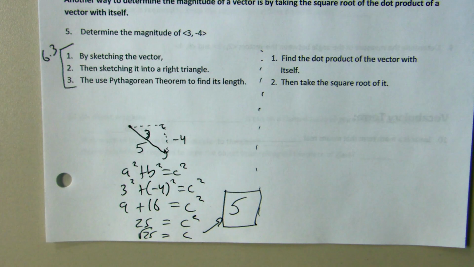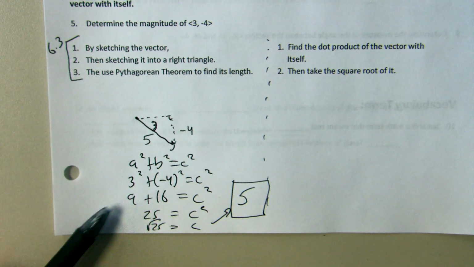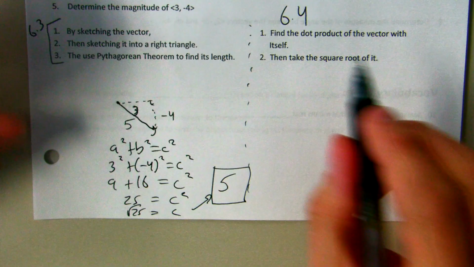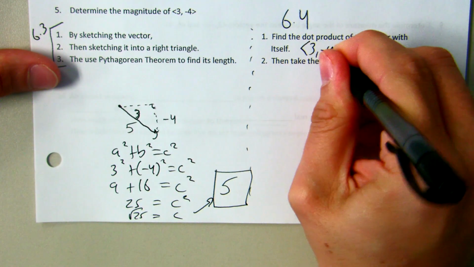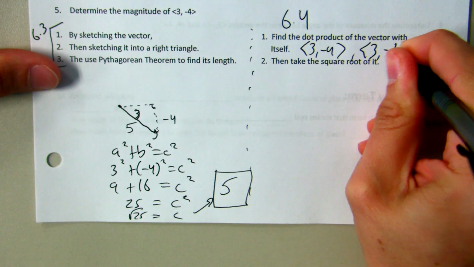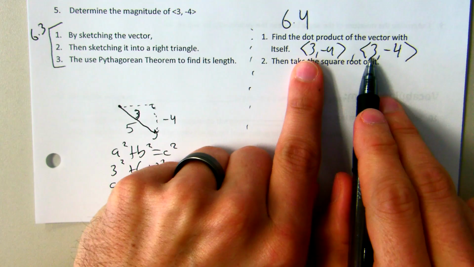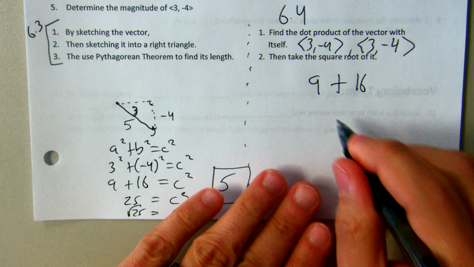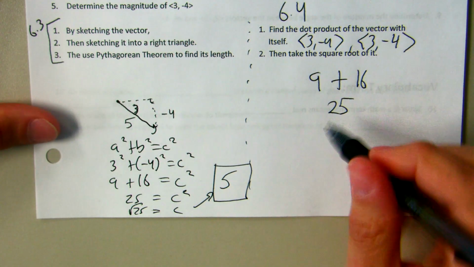Again, that's the way we approached it in section 6.3. And there's nothing wrong with that. That's fine. If you don't mind sketching the picture, drawing the right triangle, plugging in the numbers in the Pythagorean theorem correctly, then you get an answer of 5. But as an alternative, now that we're in section 6.4, you can also take the dot product of a vector with itself. So the vector 3, negative 4 with itself, 3, negative 4. You could find its dot product. So you would multiply the horizontal components together to get 9. Multiply the vertical components to get 16. You would add those together, and the dot product would be 25. And then step 2 says take the square root of that.